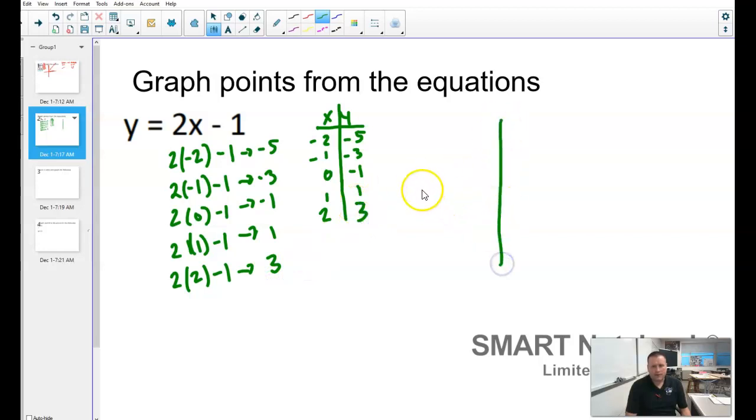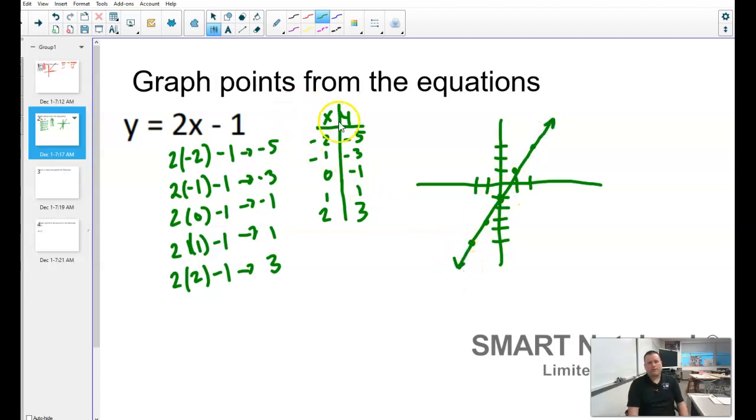And then I can graph this just like what I did before. I can go to -2, which would give me left, and then down 5. And there'll be a point right there. Then I can go to -1, so that's left 1, down 3. Okay. Then I can go 0, -1, which is going to be right here. Then I can go 1, 1, that would be 1 to the right and 1 up. And then I can go 2, 3, which would be 2 to the right, and then up 3 here. And then you guys can see this line's just going to go straight on through here. So that's graphing with a table.